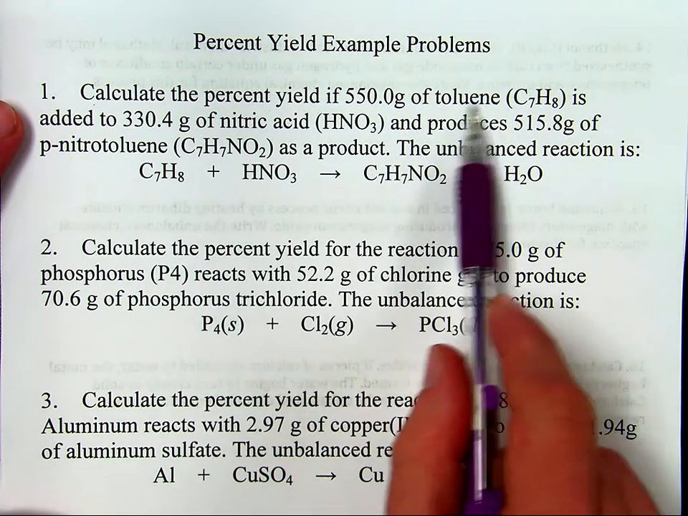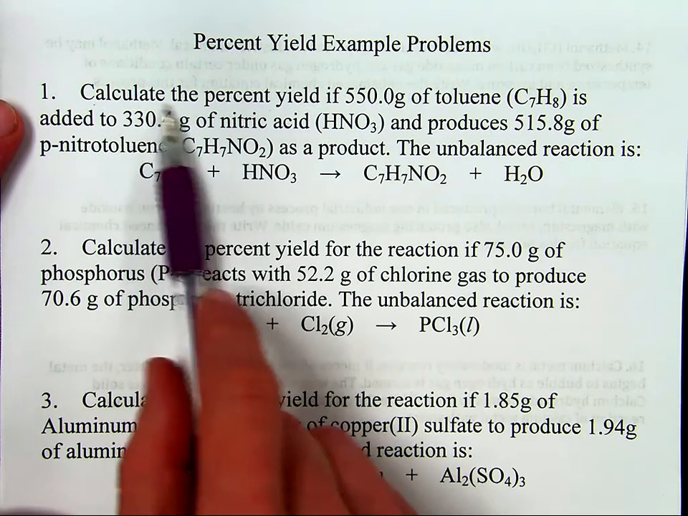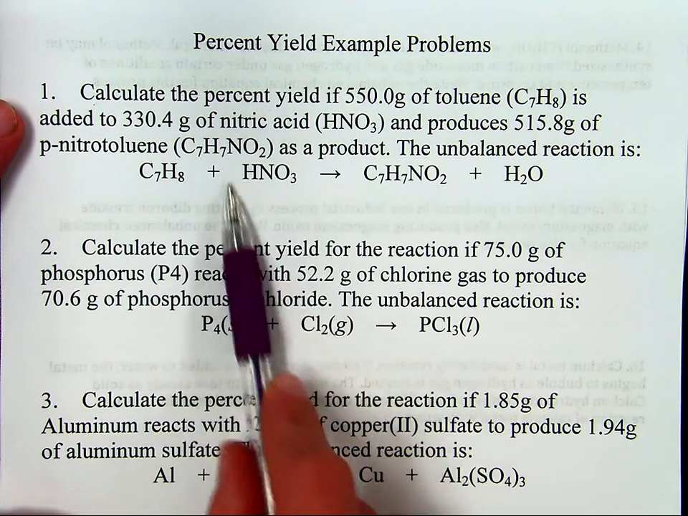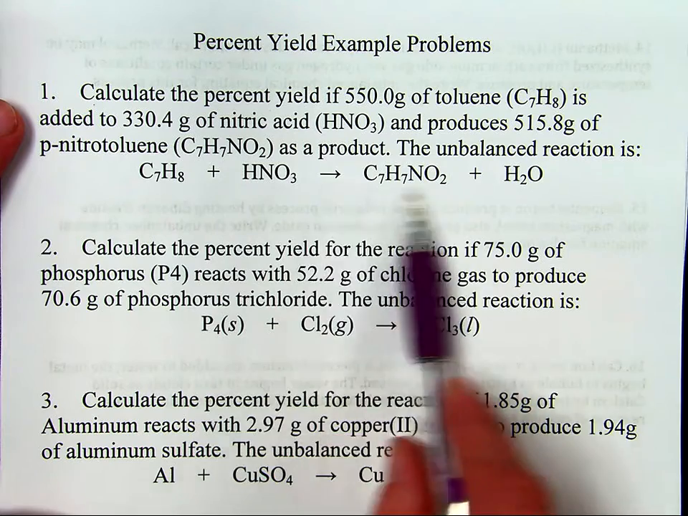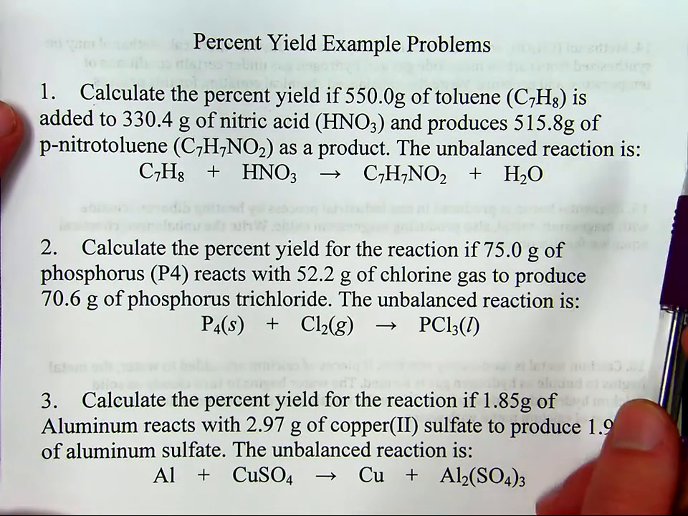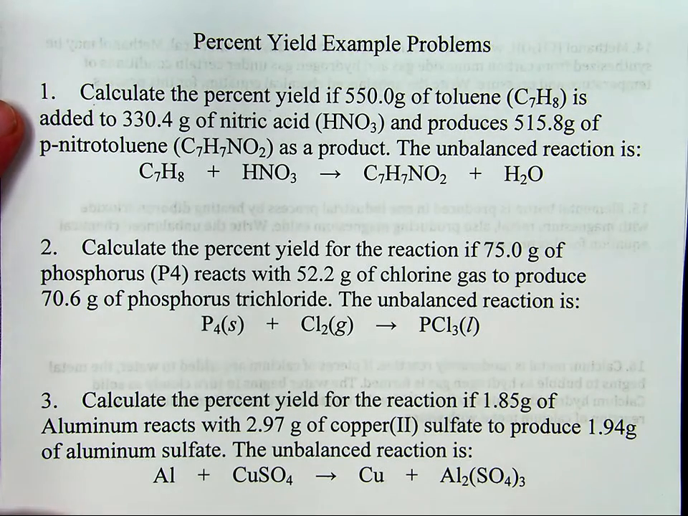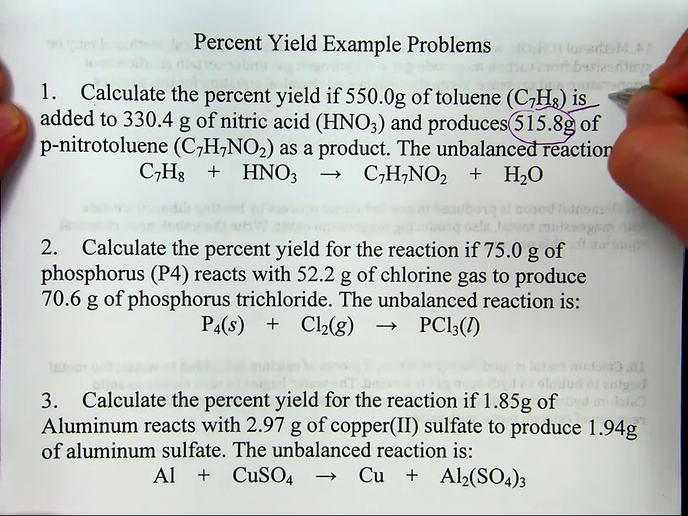It tells you how many grams of toluene, that's a reactant. It tells you how many grams of nitric acid, that's another reactant. And then it tells you how many grams of one of the products that you actually got. So guess what? This is your actual yield.